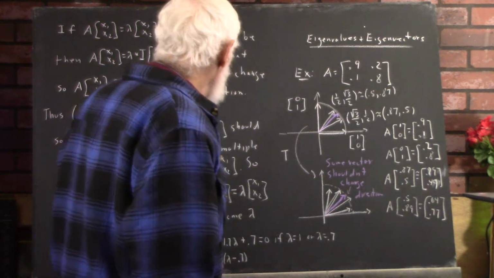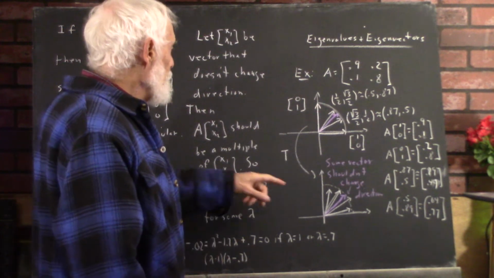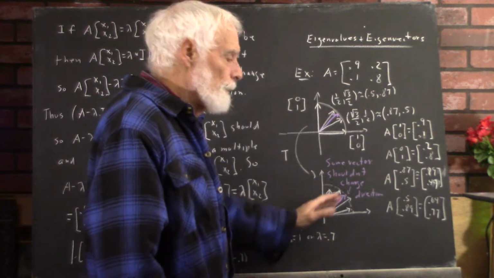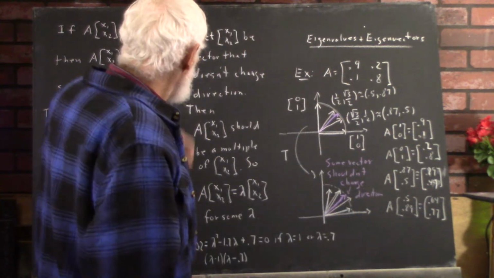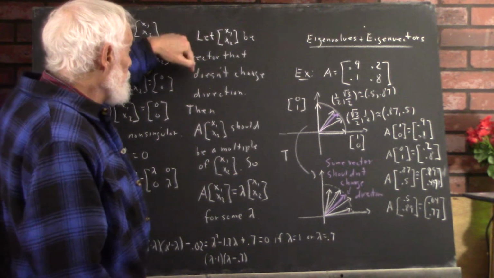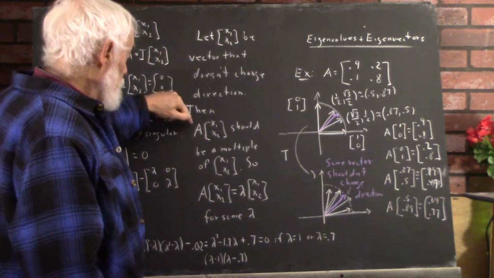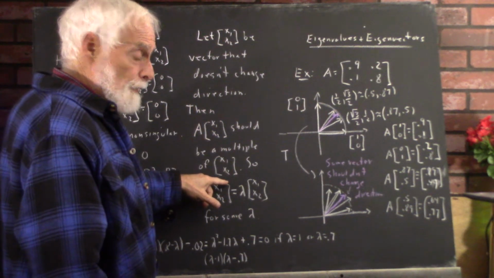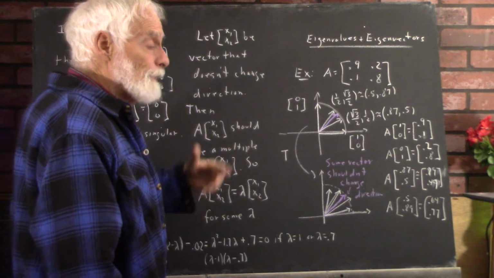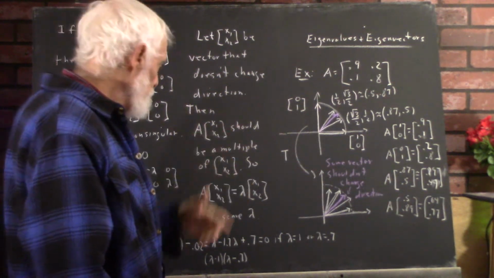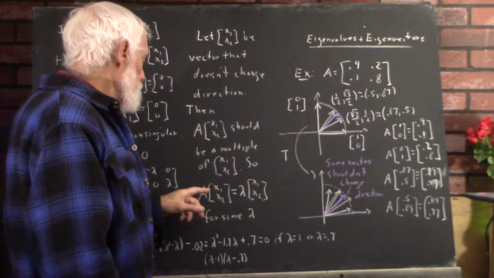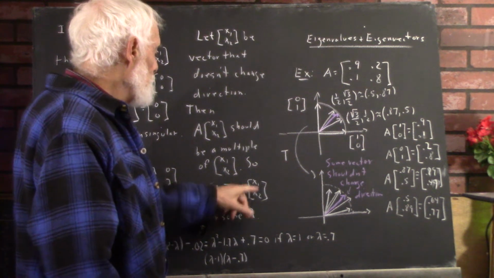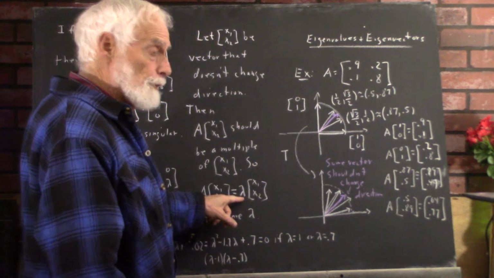So we're going to ask the question: are there any vectors that map to multiples of themselves? Because, of course, if a vector maps to a multiple of itself, it's not going to change direction. Well, we're going to let (x1, x2) be a vector that doesn't change direction. In that case, A times (x1, x2) should be a multiple of (x1, x2), because if the vector doesn't change direction, the vector you get has to be a multiple of the vector you started with. Then we write that A multiplied by (x1, x2) is a multiple of (x1, x2) by some number that we choose to call lambda.